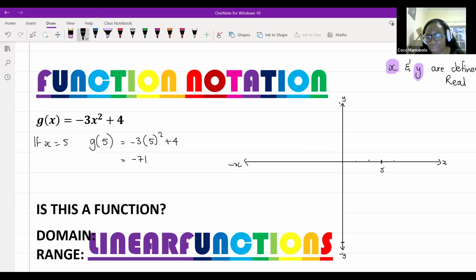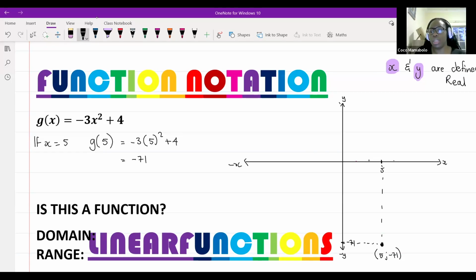I'm going to assume it's somewhere like way down there, -71. Right. So we're then going to move in this direction, and then we're going to move in this direction. And at that point where they meet, this tells us that our input was 5 and our output was -71.